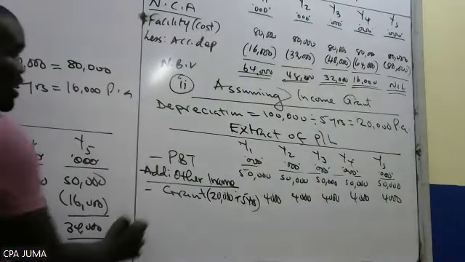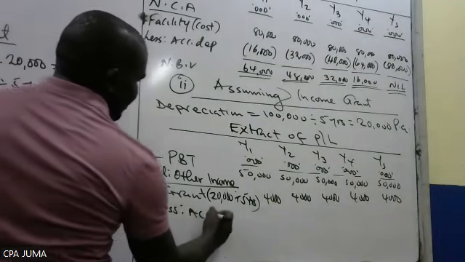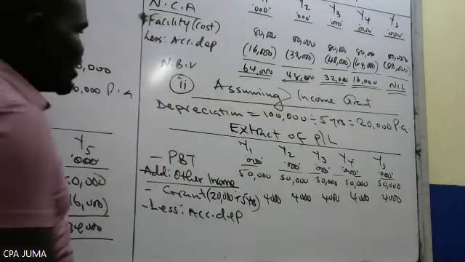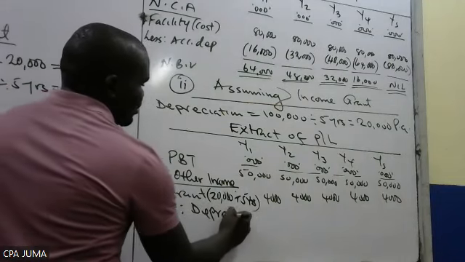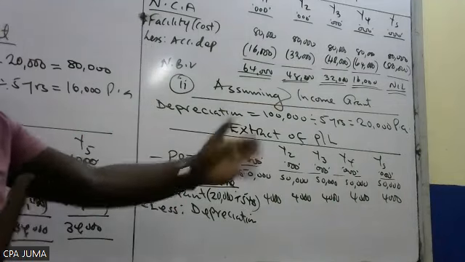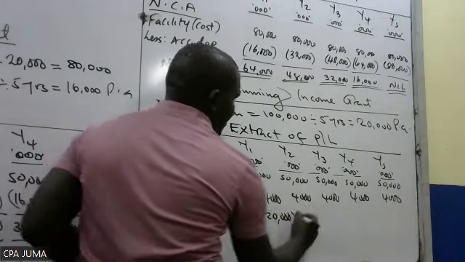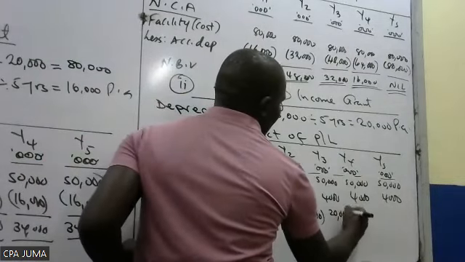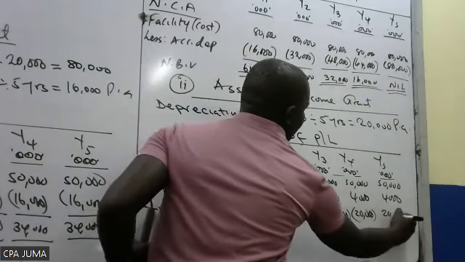Then you less accumulated what? Less accumulated depreciation. Depreciation is not accumulated, sorry. Less depreciation. We only accumulate on the balance sheet. P&L is for every year. So every year is 20. So 20, 20, 20, 20, 20.